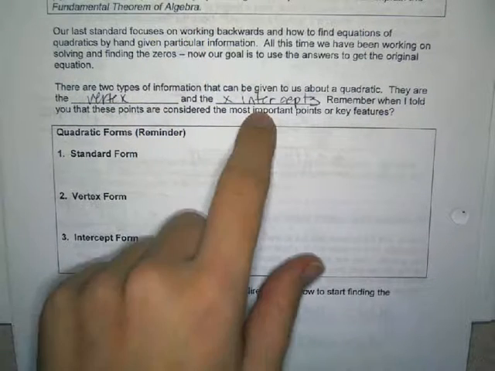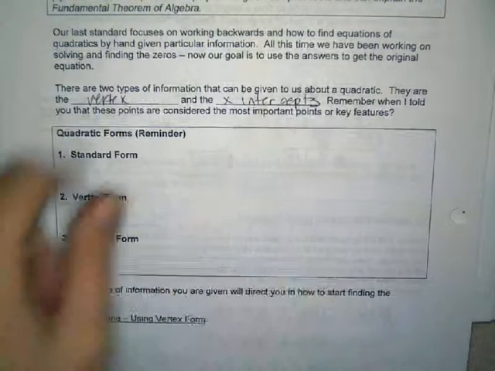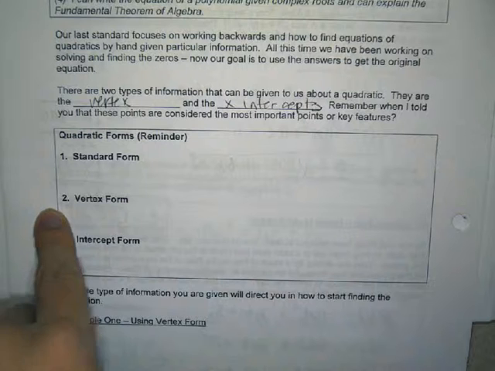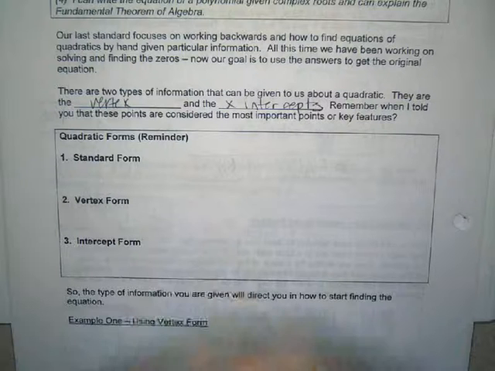With x-intercepts, if you're talking about the flight of an object, you're talking about where it started and then when it hit the ground, where was it at again. And so in real life, those points are part of the most important values that you might find, but also they're key features because everything builds around where the x-intercepts are and where the vertex is.